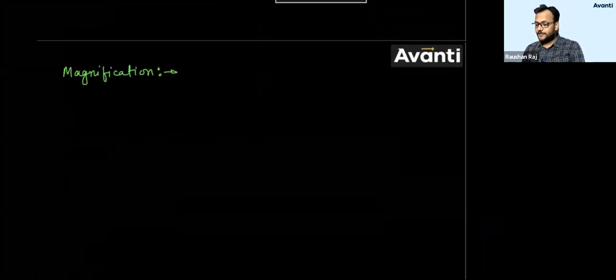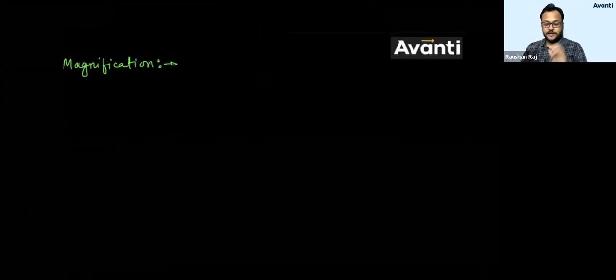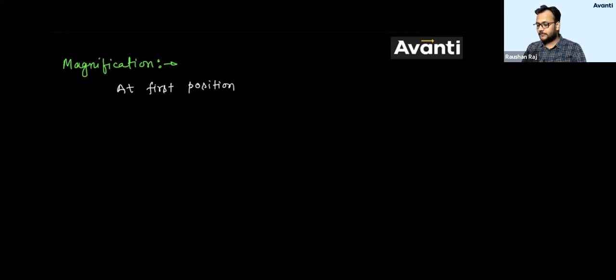All right, so if I ask you what will be the magnification at first position, so magnification at first position. What will be the magnification at first position? So I would write m1. m1 will be equal to v1 divided by u1. v1 divided by u1.